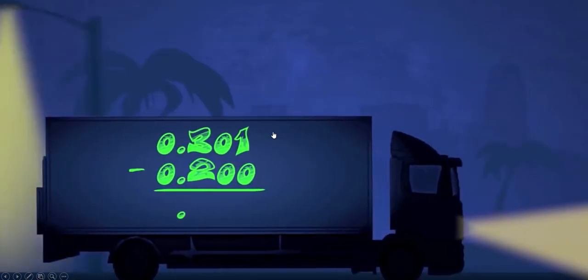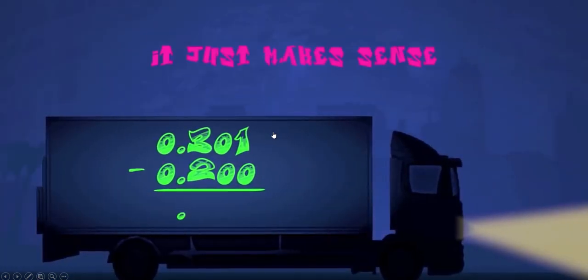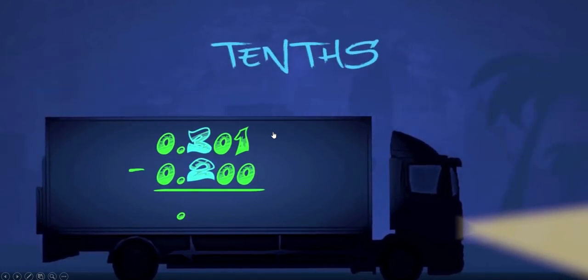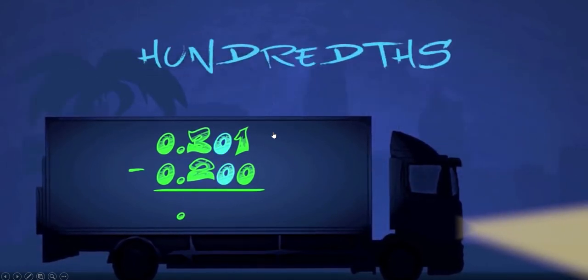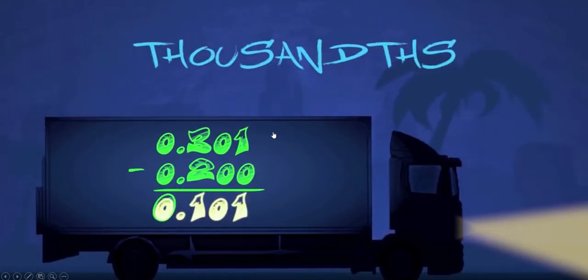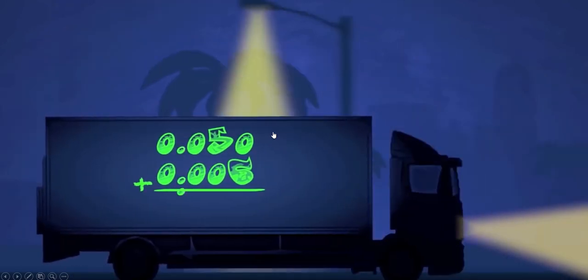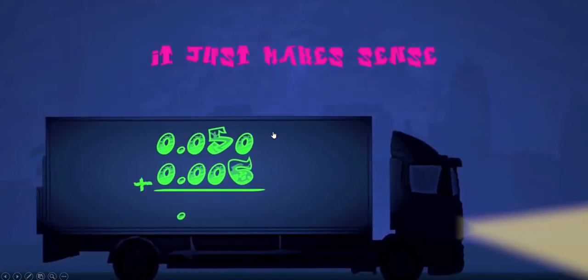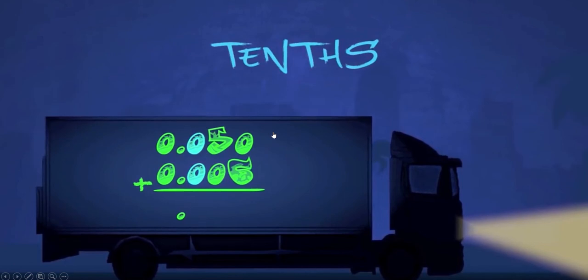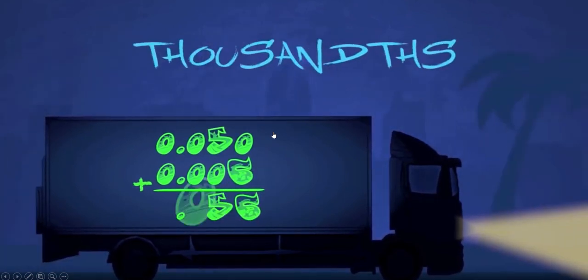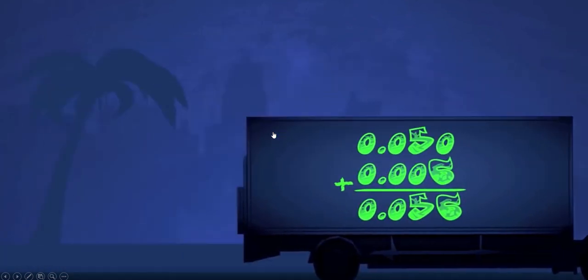To find the sum or difference. It just makes sense. Line up the tenths, hundreds and thousands.